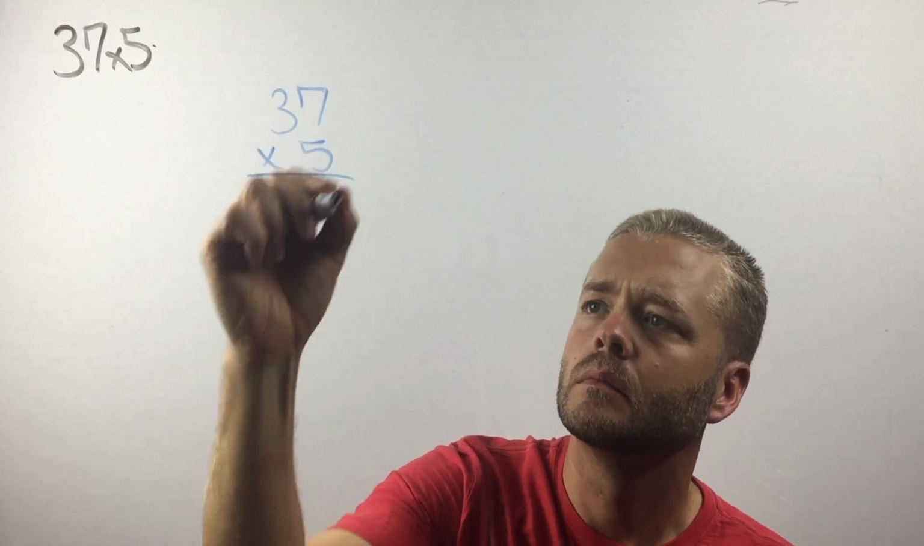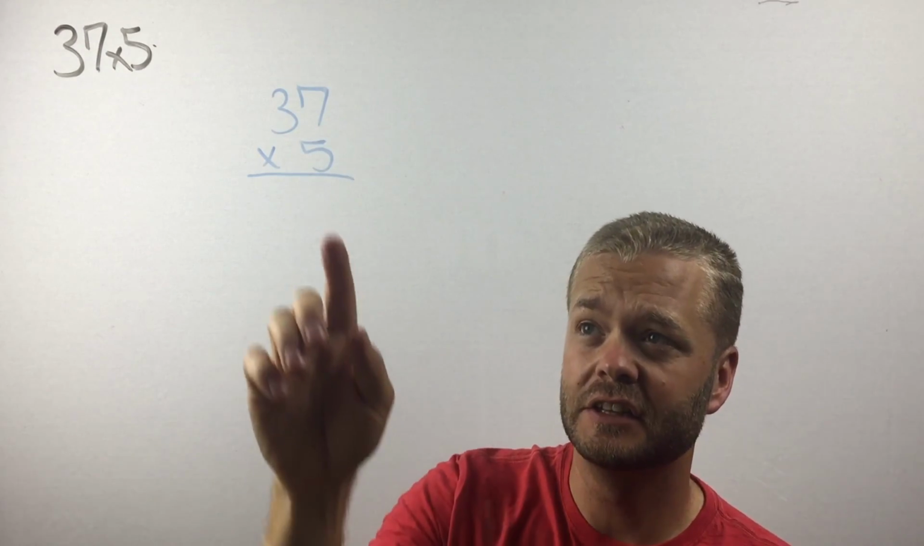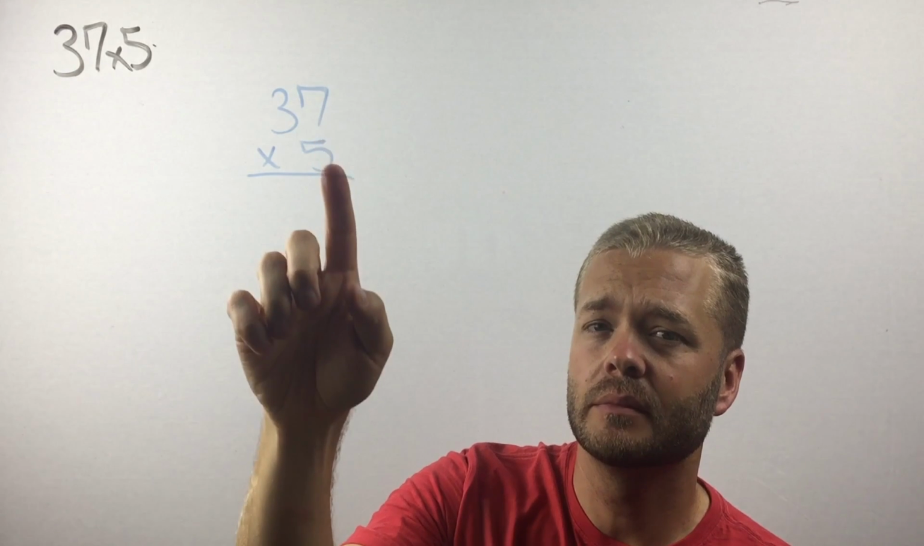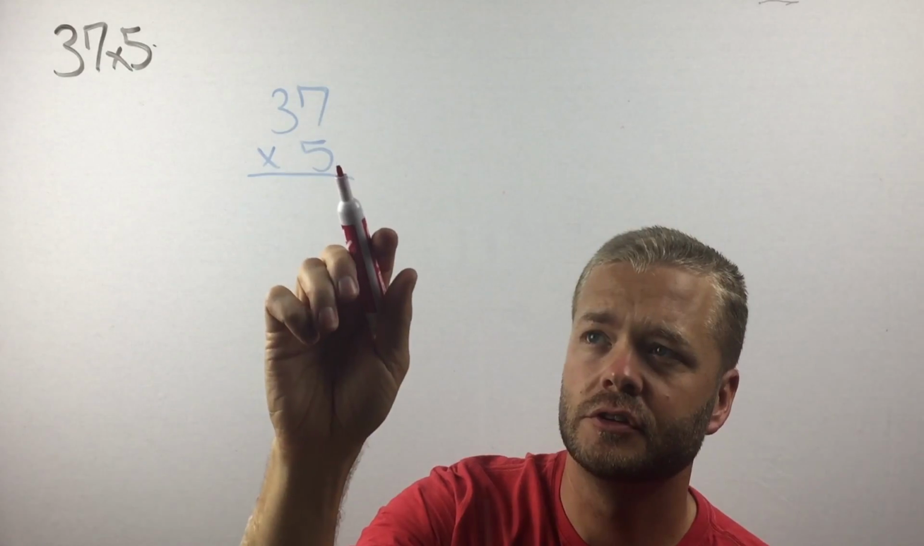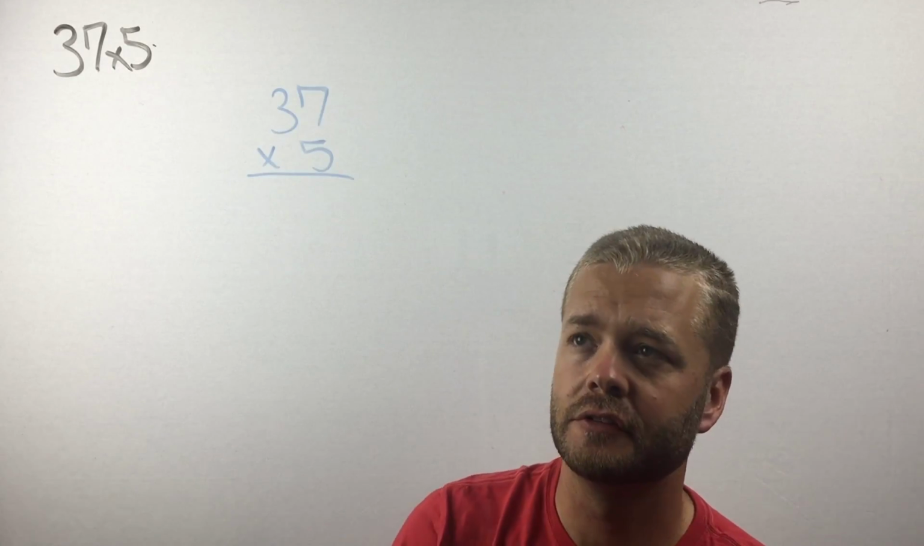So let's begin. 37 times 5. I don't like to multiply like this. I like to put it in a stack, like that. Notice that the digit in the ones place is right below the digit in the ones place. First, let me explain what this means. First, you do 5 times 7. 5 times 7 is 35.